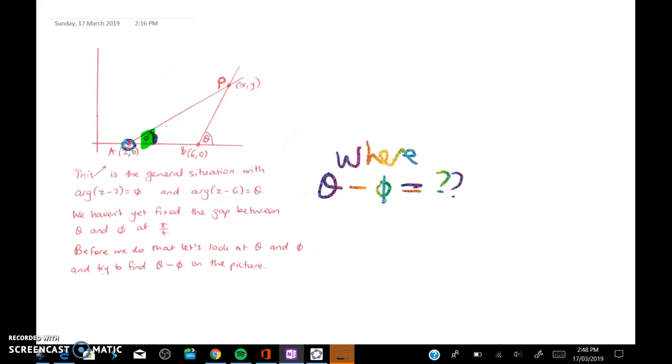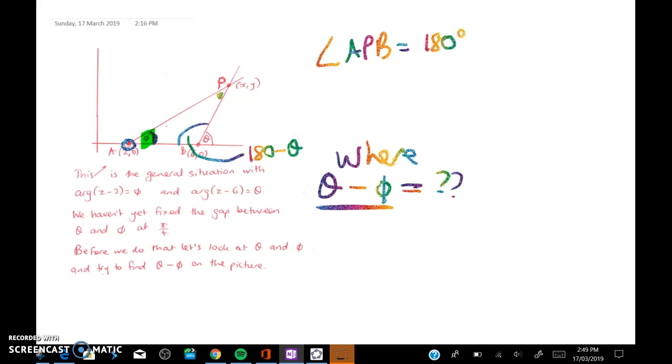Right, so where is that? Well, let's have a wee look. So back to Year 9 geometry, this angle in here is 180 minus theta. So we're trying to figure out where we can see this, and we can see it in two places on here. Angle APB, so this one here, is going to be 180, because angles in a triangle add up to 180. 180 take away phi, take away angle ABP, which is 180 minus theta. Right, so it's 180 take away this one, which gives me theta minus phi. So that means that this angle is what we want to be 45 degrees.